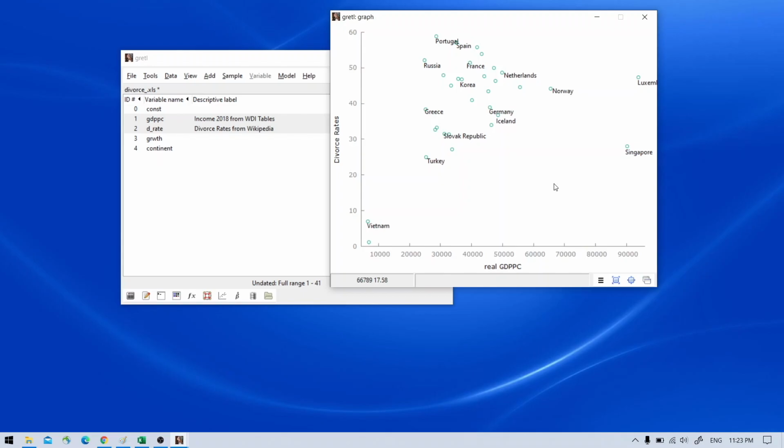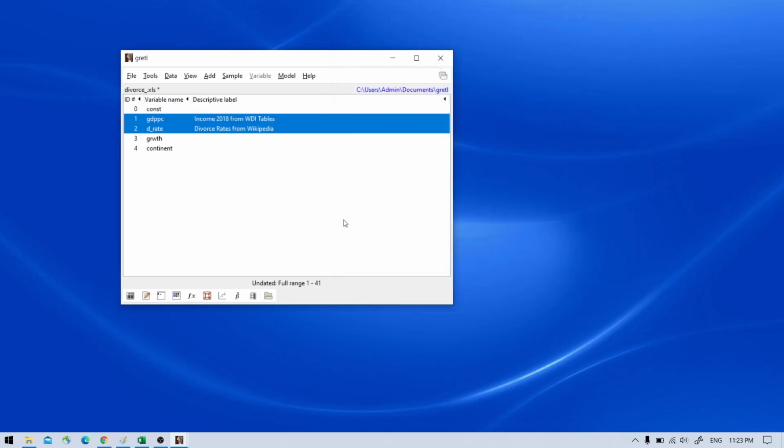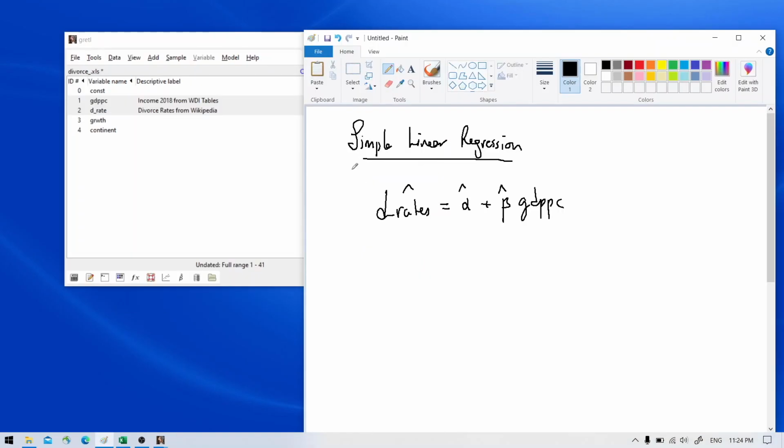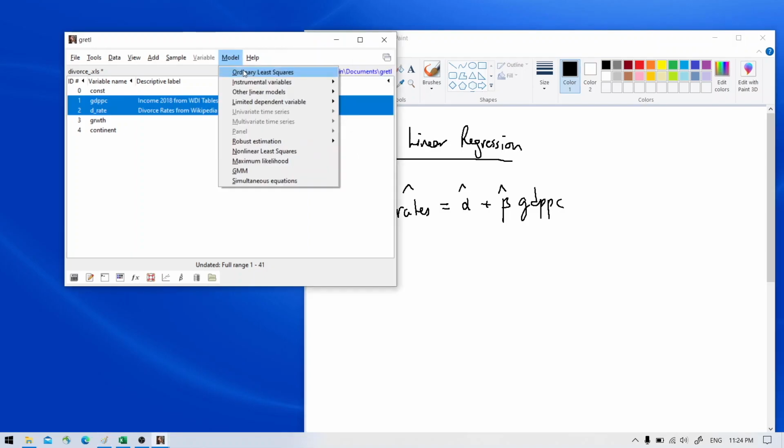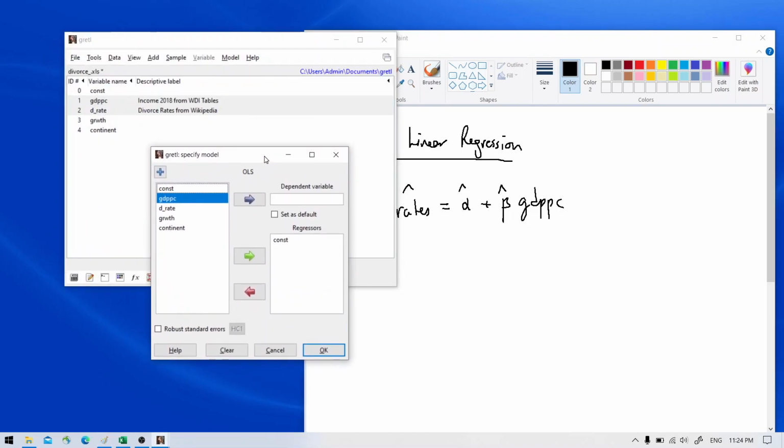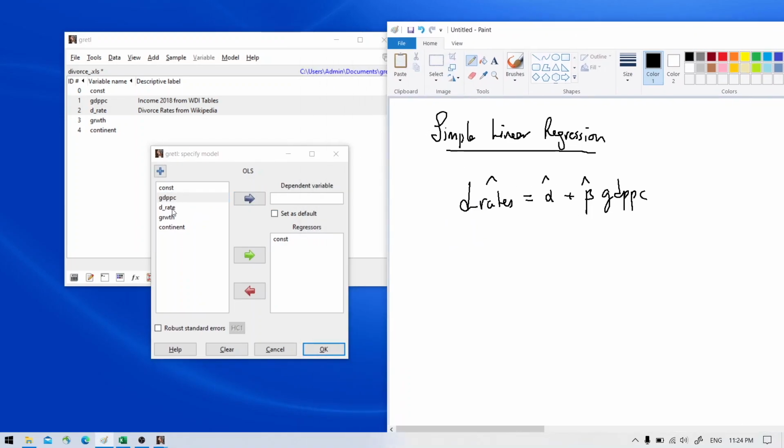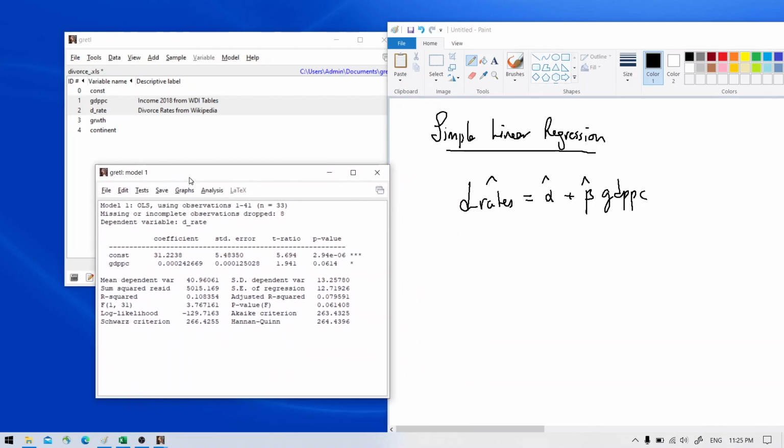Do you think you can draw a line? Let's see what GRETL does. To do this simple linear regression, we go to Model, Ordinary Least Squares, and from here the dependent variable, the one on the left, is drate, which we put here. We can set it as the default, and the regressor or independent variable in this case will be GDP per capita. So we go OK and we get a result.